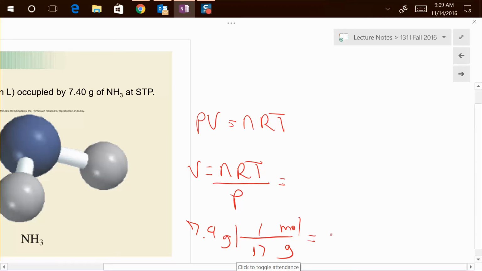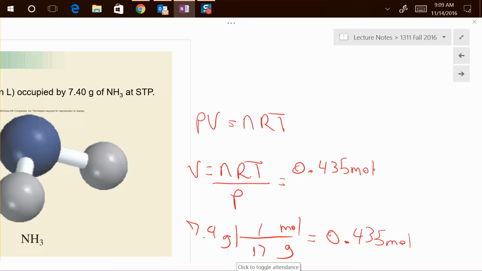0.435 moles. So because this isn't 1 mole, it's not going to be 22.4 liters, even though it's at STP, because it's not 1 mole. 1 mole of a gas at STP is 22.4 liters. So what is it if it's 0.435 moles?